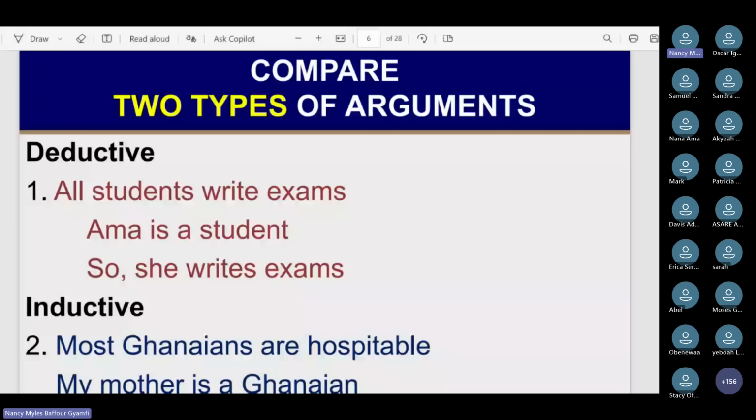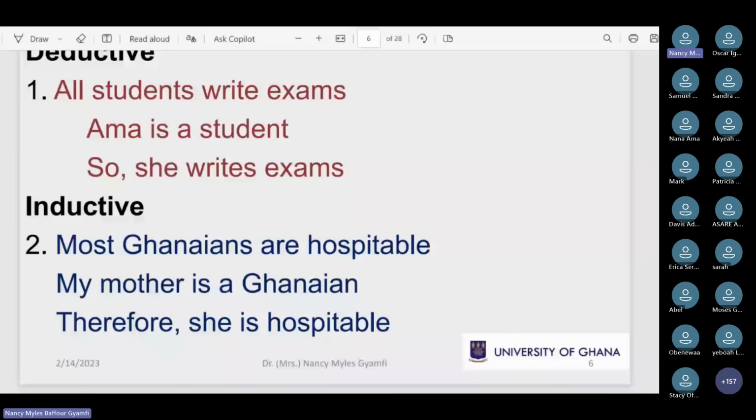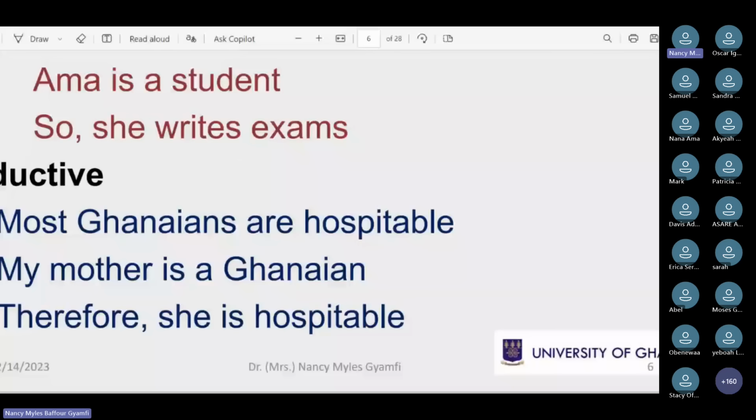But on your screen again, you see the second type of argument illustrated there. Here, I've given you an argument that says most Ghanaians are hospitable. My mother is a Ghanaian, so I want to conclude that she's hospitable. The conclusion, she's hospitable, doesn't necessarily follow from the two premises up there if we were to assume them to be true. It doesn't necessarily follow because, like you yourself said last week during our pre-interactive time, it is possible that my mother is part of the few Ghanaians who are not hospitable.